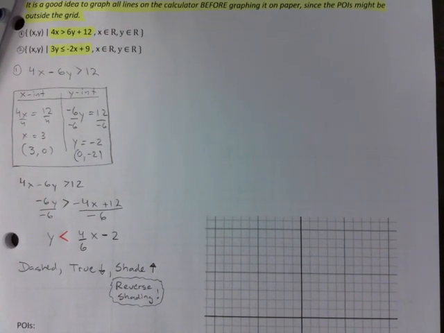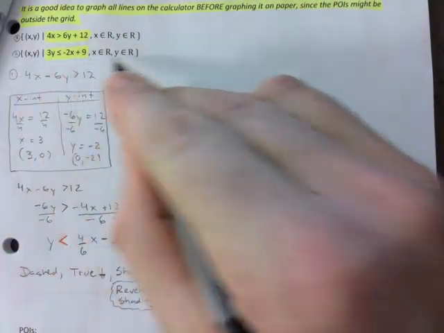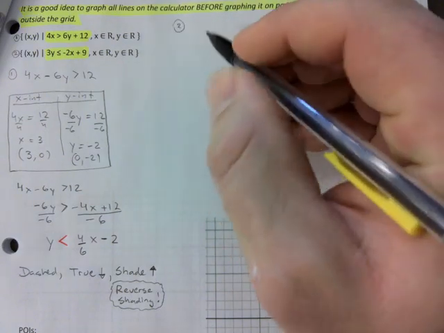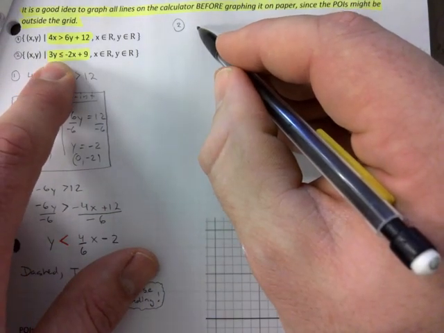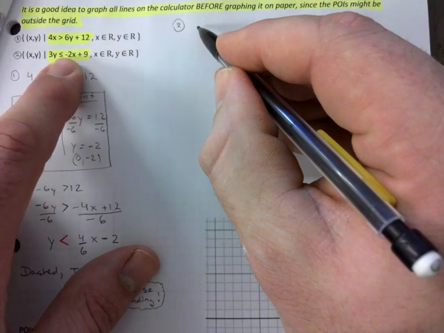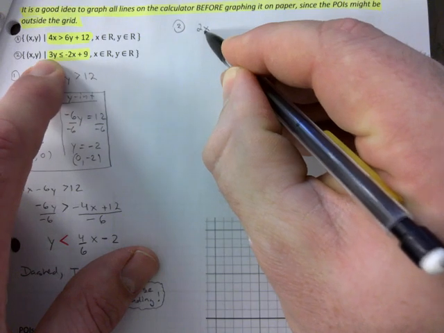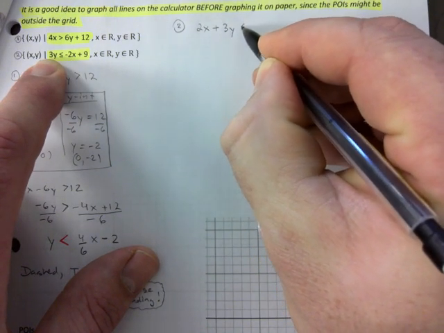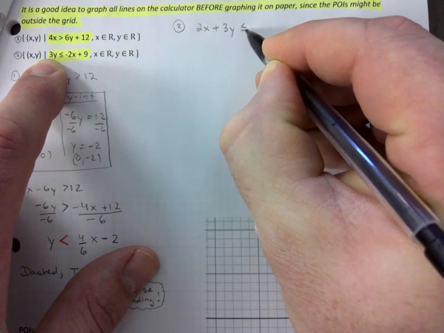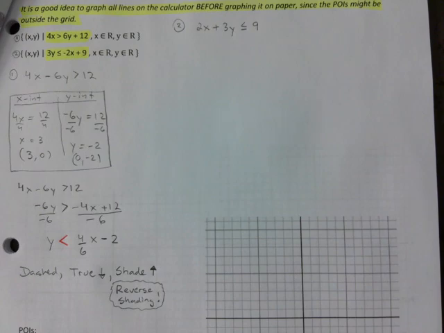Let me see. I want to have everything on there so you can still copy if you're behind. I'm going to do the second one here. So I'm already going to shift it a little bit. If you look at it, the x is over on the right side. So I'm going to bring it over positive. The 3y is already there. And this is a less than or equal to 9. Okay.